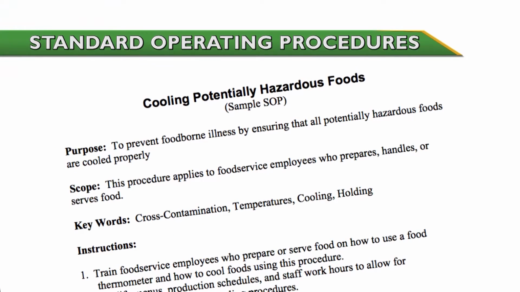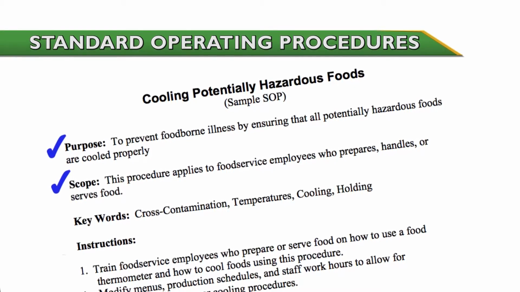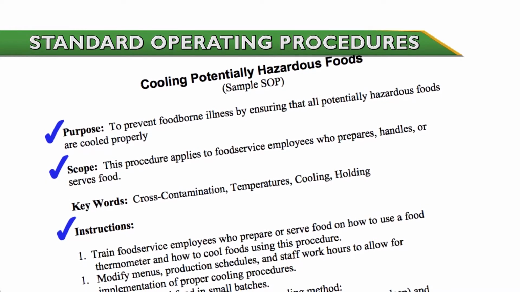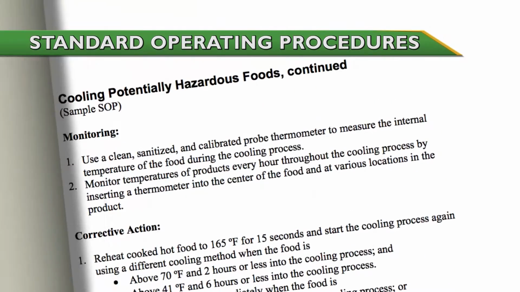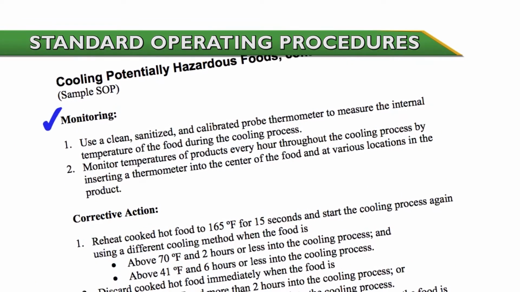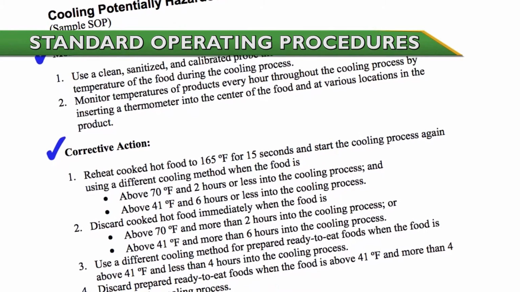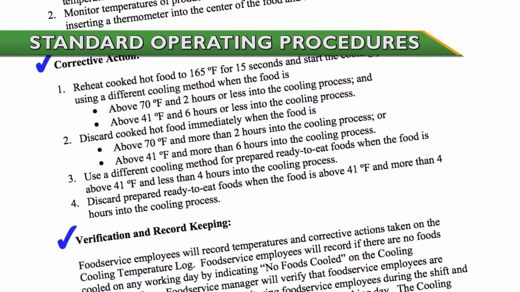For example, this standard operating procedure for cooling potentially hazardous foods outlines the purpose and scope of these procedures, and then details the instructions for cooling hazardous foods properly, so as to avoid the risk of foodborne illness. It also includes instruction on monitoring during the cooling process, and corrective action to be taken if necessary. Finally, it details the verification and record-keeping requirements for this SOP.